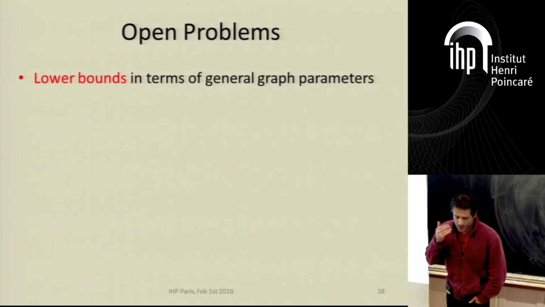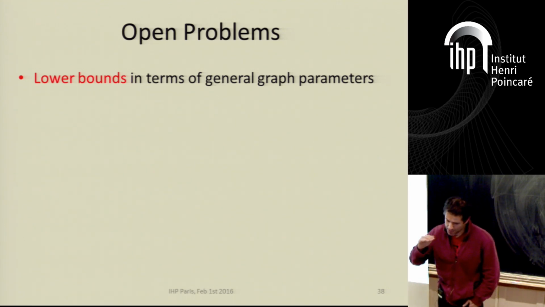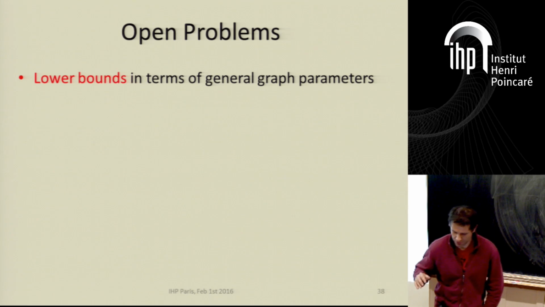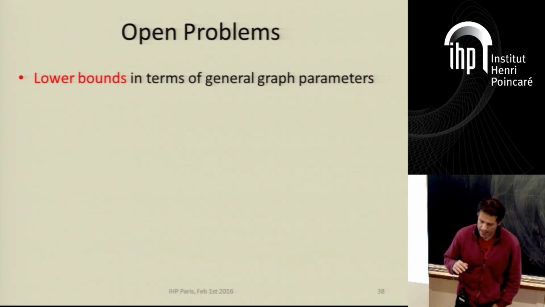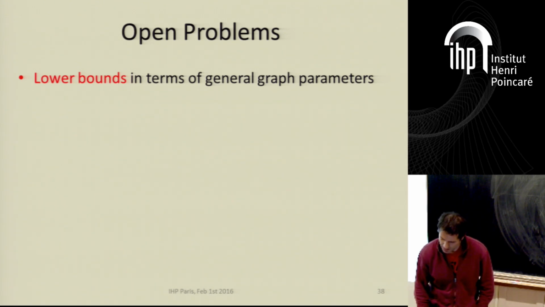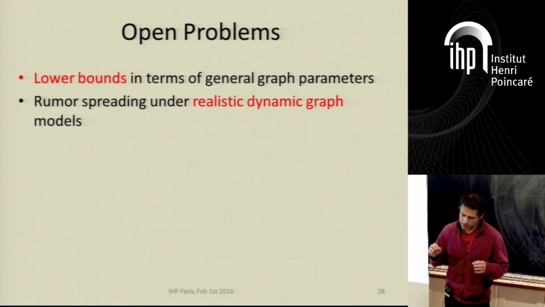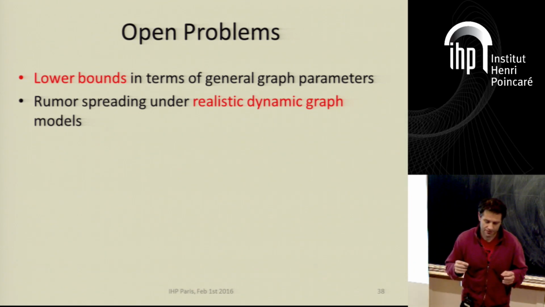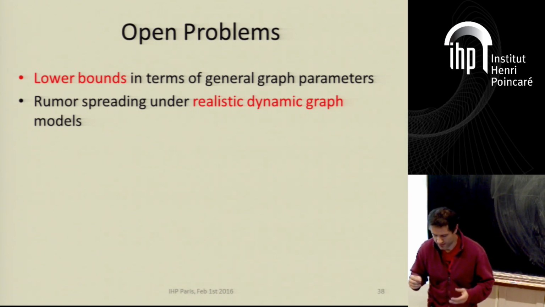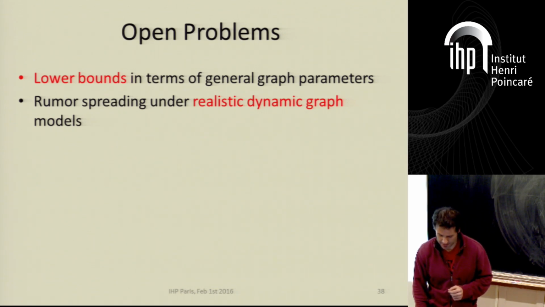And I will just conclude. So by now we have good upper bounds in terms of expansion for rumor spreading time in graphs. We don't have essentially any lower bounds in terms of general graph parameters, so it would be nice to have some. I talked about rumor spreading in some very basic dynamic graph model. Maybe it would be interesting to study rumor spreading in more realistic dynamic models.